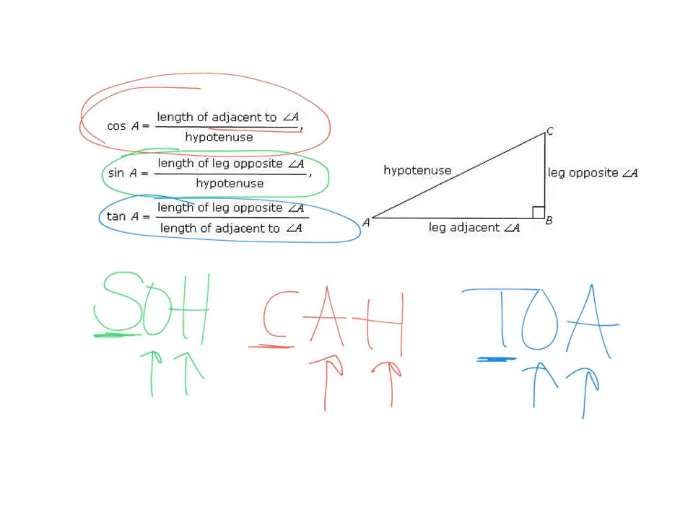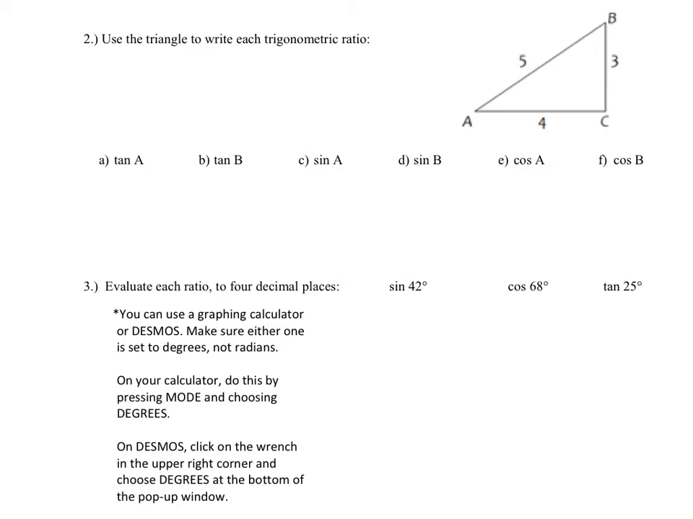SOHCAHTOA, it's going to be your best friend. Okay, so we're not going to find any missing angles or sides just yet. We're going to just practice writing our trig ratios, like understanding which numbers need to go in which spot. Again, I want you to write it out. Let's write out SOHCAHTOA one more time here, so you can have it right in front of you. And let's just go through and practice these ratios.